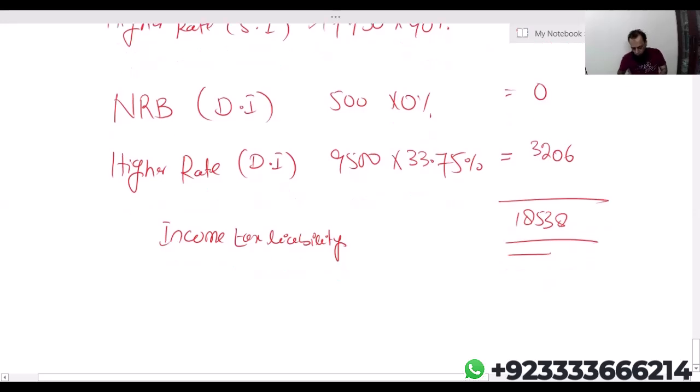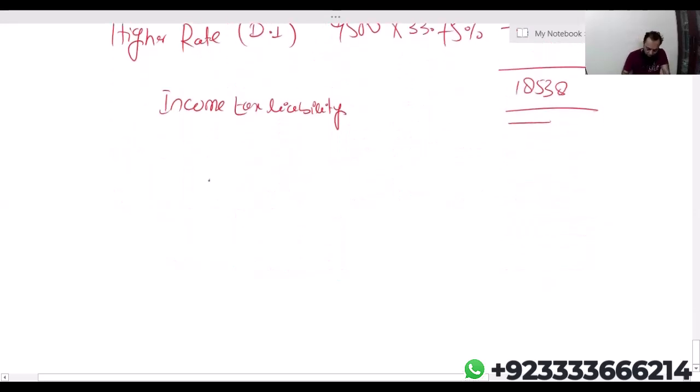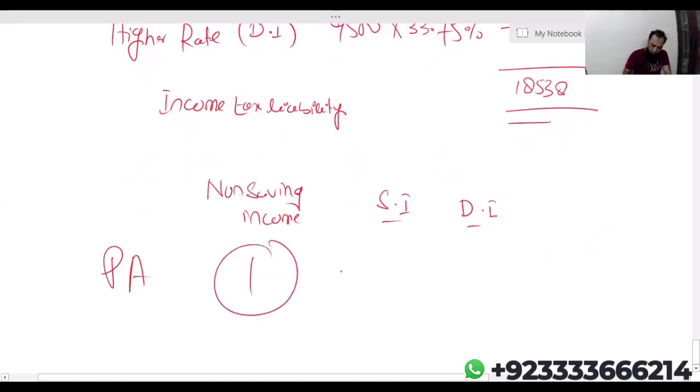Plus, let me show you one thing. How will you utilize the personal allowance? Non-saving income, saving income, dividend income. So personal allowance is used like this; this is the sequence of using the personal allowance. There's a possibility you come across a question where there's no non-saving income. Let's say an individual is having only saving income and dividend income, then from where are you going to deduct the personal allowance? The sequence is in front of you now. Personal allowance, first non-saving, then saving, and then dividend.